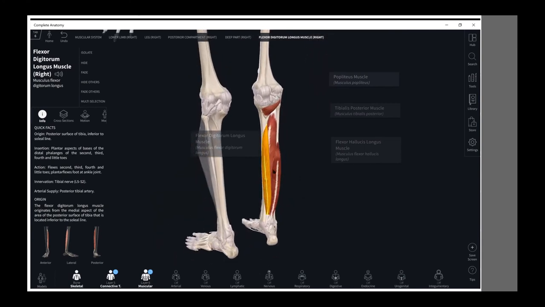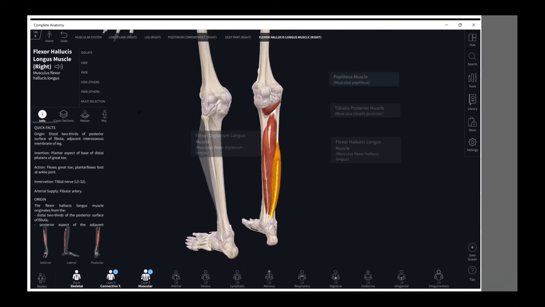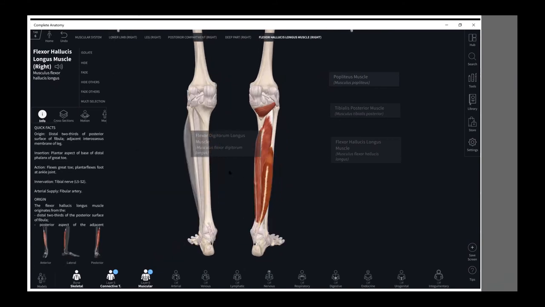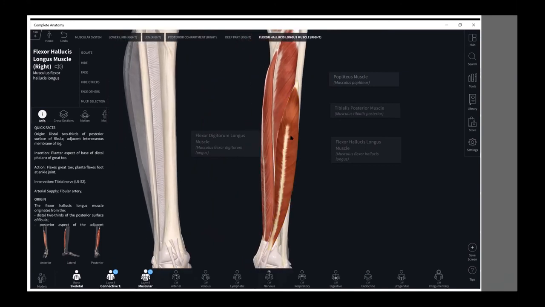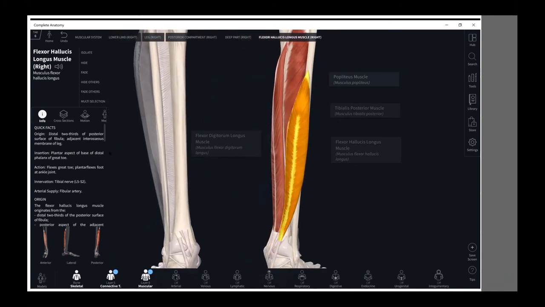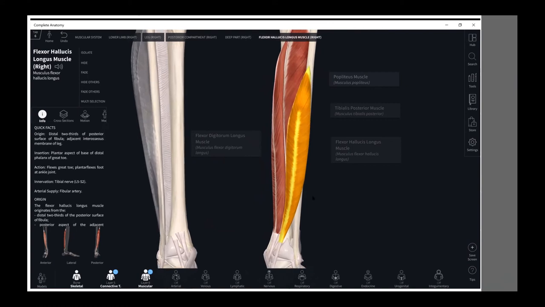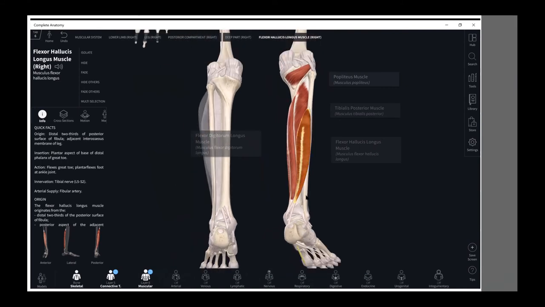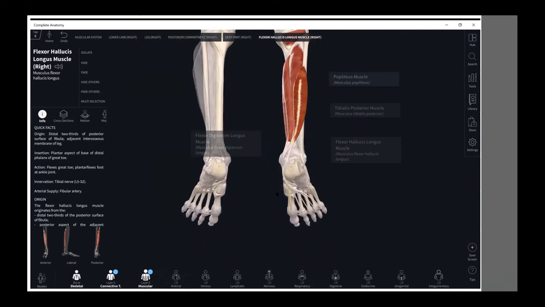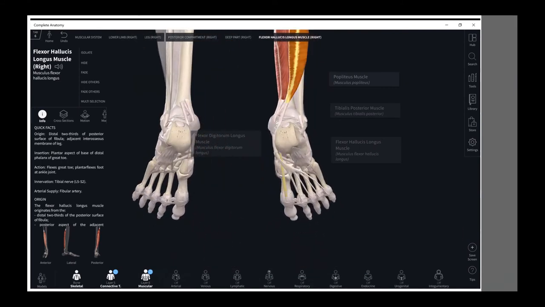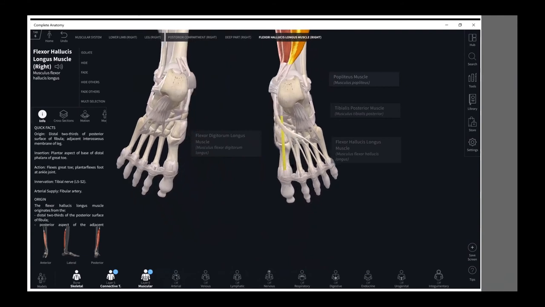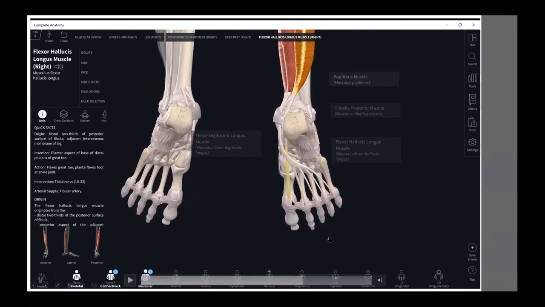We move laterally for the flexor hallucis longus. Here, our origin is going to be the distal two-thirds of the posterior surface of the fibula and the adjacent interosseous membrane of the leg. It inserts in the plantar aspect of the base of the distal phalanx of the great toe. So it's covered with a lot of connective tissue there. So I'm going to pause right there.